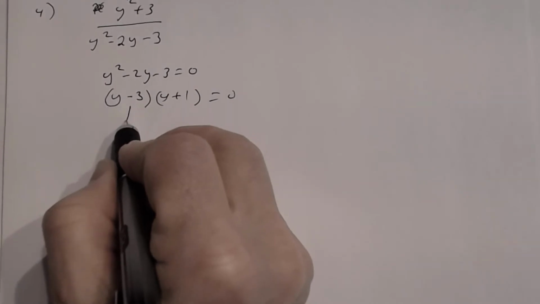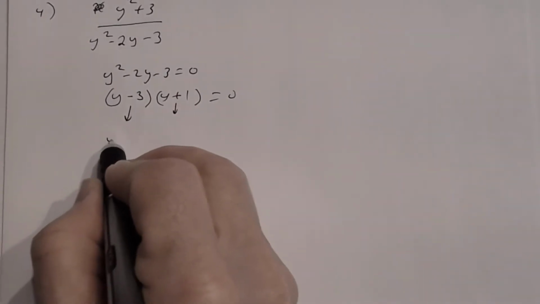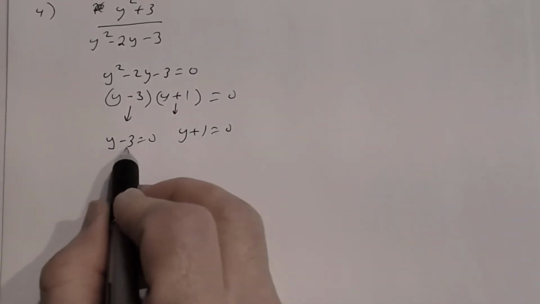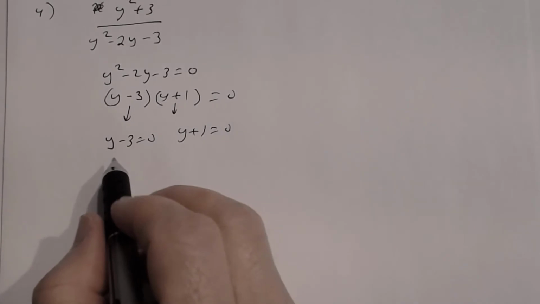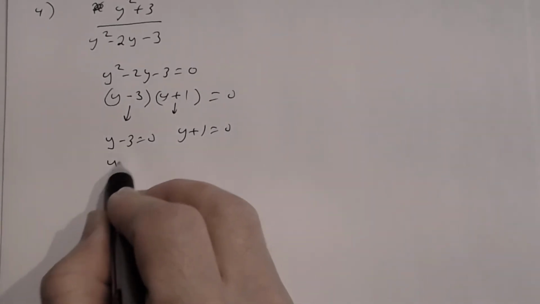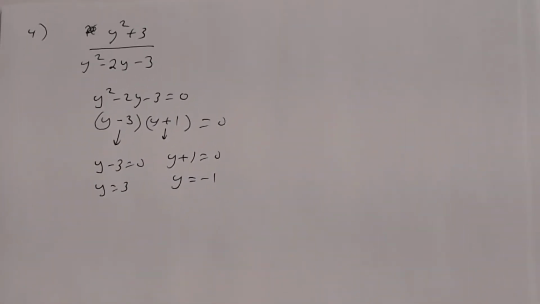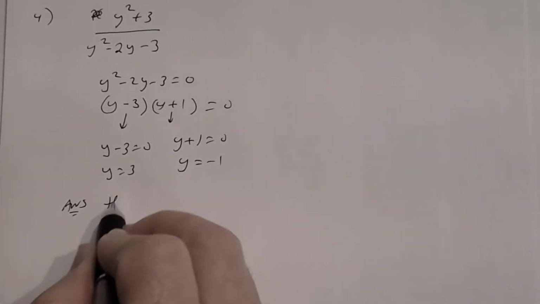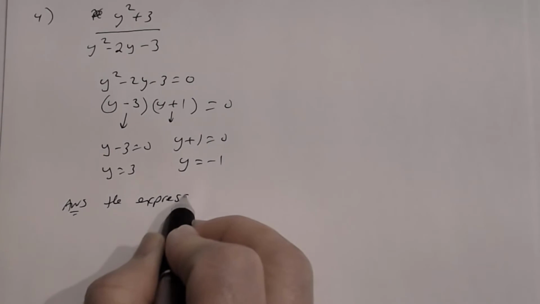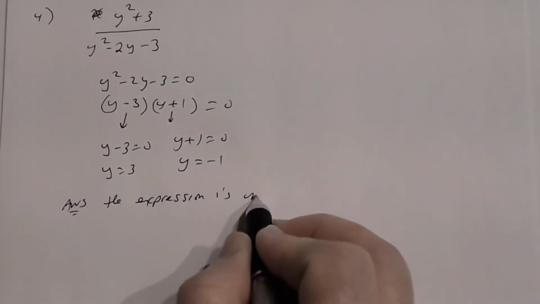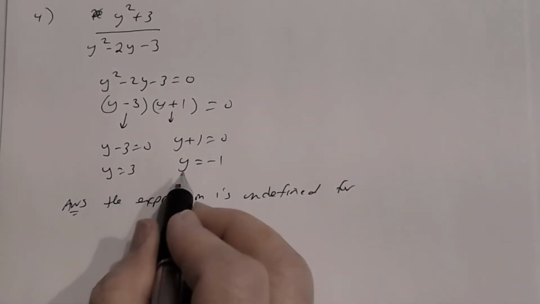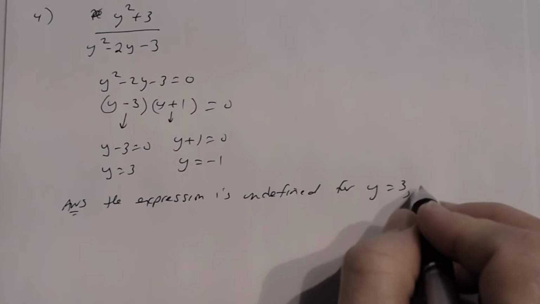So now I can use the zero factor property. I'm going to set each of these equal to 0. So I get y minus 3 equals 0, y plus 1 equals 0. Notice I have linear equations, so I'm going to solve for y. When I get y by itself, I get y equals 3 and y equals negative 1. So what I found is that the expression is undefined for y equal 3 and y equal negative 1. Y equal 3, comma, negative 1.